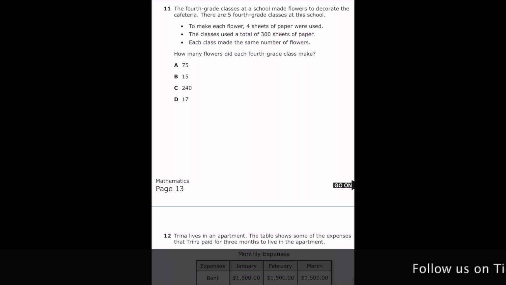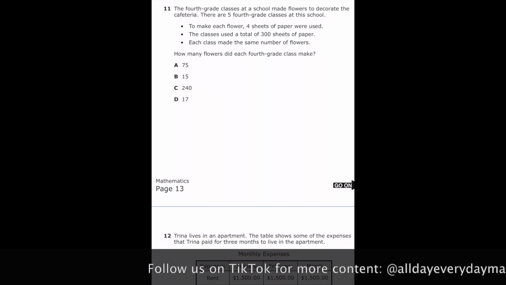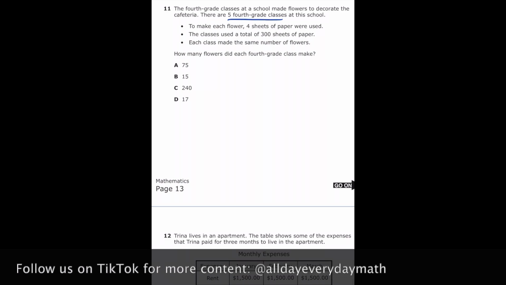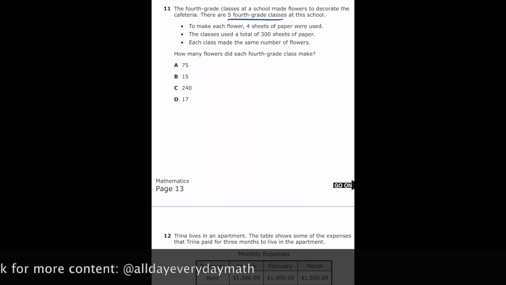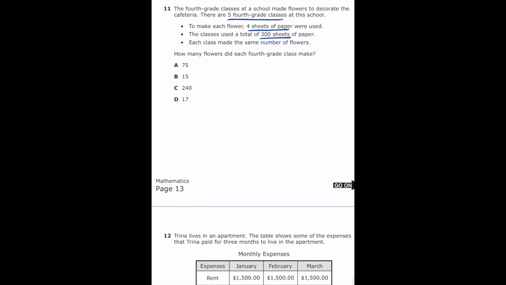Number 11, the fourth grade classes at a school made flowers to decorate the cafeteria. There are 5 fourth grade classes at this school. To make each flower, 4 sheets of paper were used. The classes used a total of 300 sheets of paper, and each class made the same number of flowers. How many flowers did each fourth grade class make?